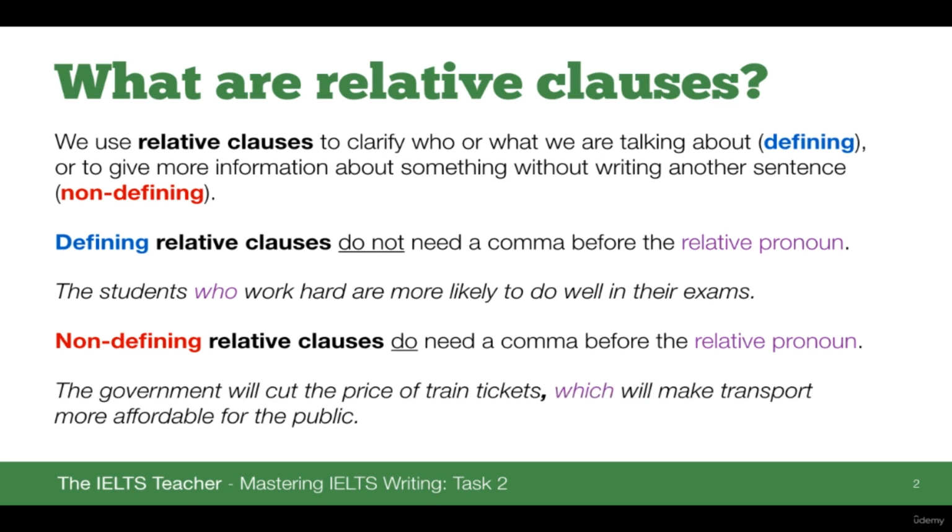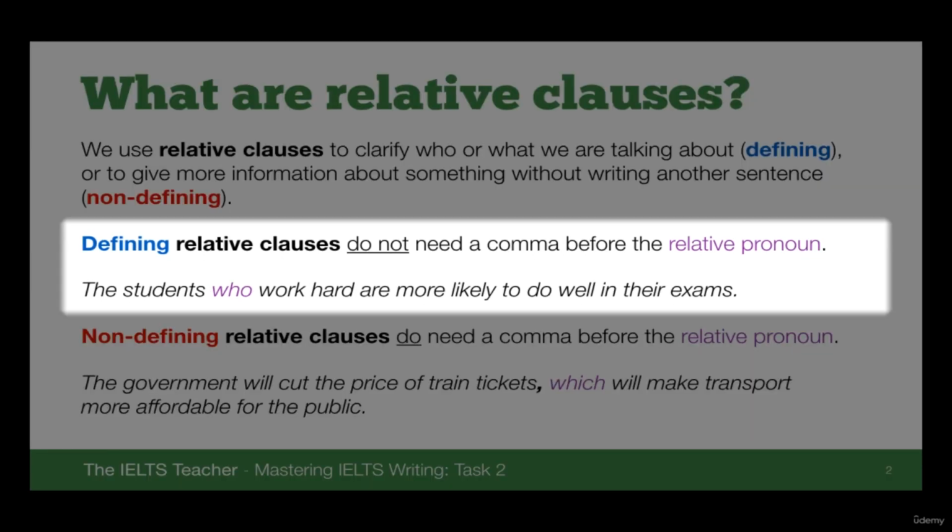An example here, the government will cut the price of train tickets, comma, which will make transport more affordable for the public. So you can see the differences here between the sentences. The first sentence, the defining relative clause, we are clarifying what type of students we are talking about. Students who work hard. It's essential that we have that relative clause in there. So that's why it's a defining relative clause. It defines the noun.